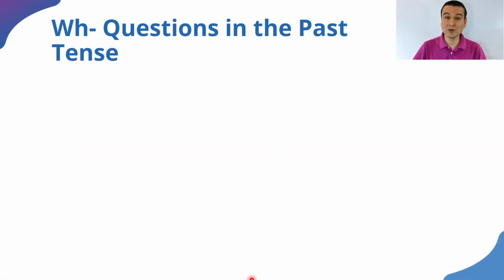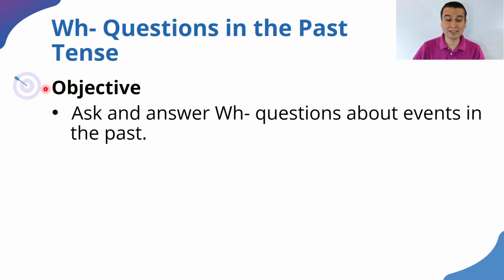Hello, in this lesson, we are going to practice using WH questions in the past tense. WH questions are questions that start with what, where, when, how, why, etc. All right? The objective that we have for this lesson is to ask and answer WH questions about events in the past. All right? So we are going to ask questions about things that took place before this time in the past.